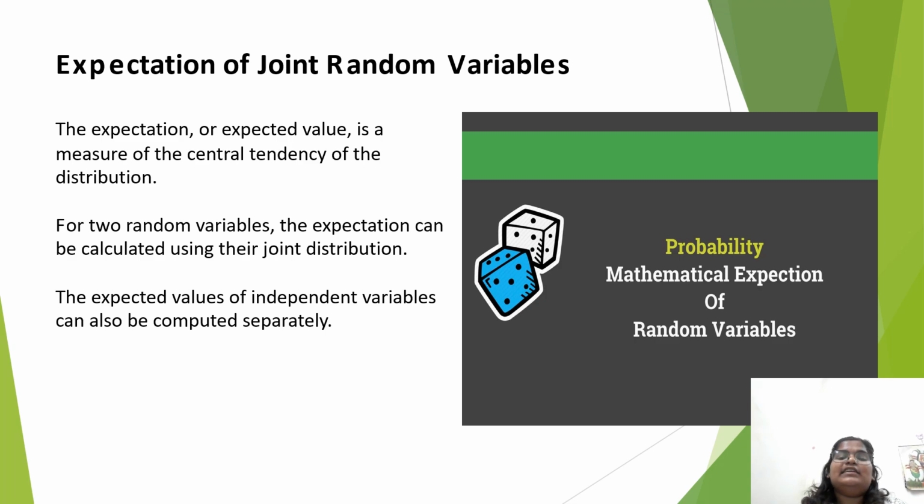Here we can see the expectation of joint random variables. The expectation, or expected value, is a measure of the central tendency of the distribution. For any two random variables, the expectation can be calculated using the joint distribution. The expected values of the independent variables can also be computed separately. Take two coins, roll them, and see how many outcomes there will be, how many heads or tails will be shown. Here is the mathematical expression of the probability of random variables.